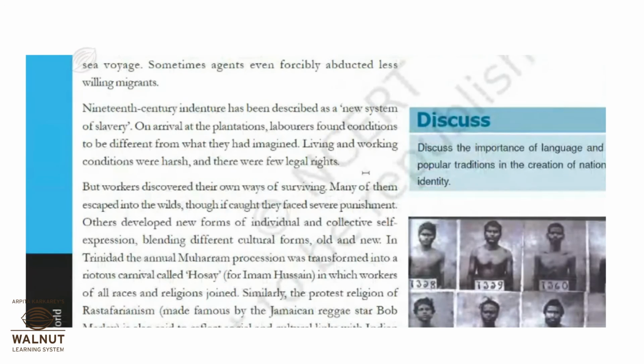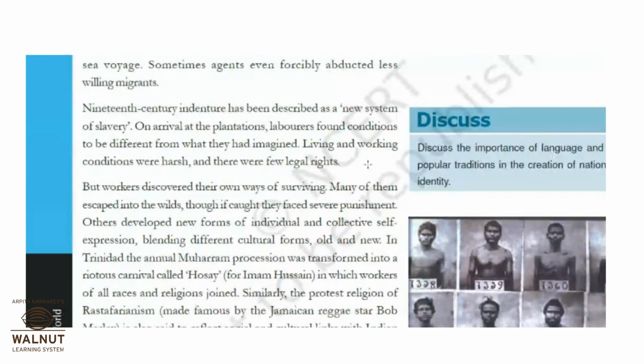Okay. So 19th century indentured labor has been described as a new system of slavery. On arrival on the plantations, laborers found conditions to be different from what they had imagined. They were thinking that they would get enough money in hand, be able to satisfy their needs, and repay the loans they had taken. But when they finally went to the destination and started working, they found that living and working conditions were very harsh and they were treated very badly. Whatever they had imagined was just the opposite of what they dreamt of.